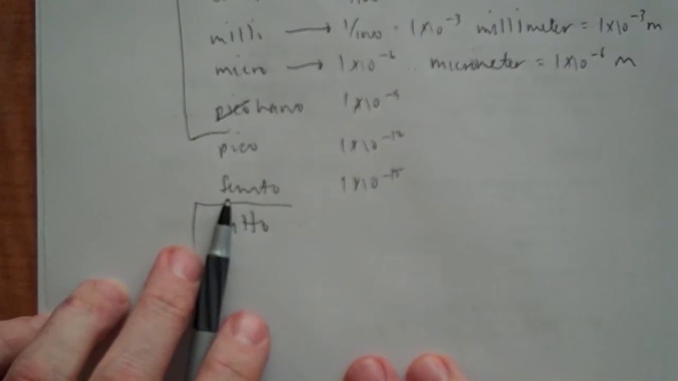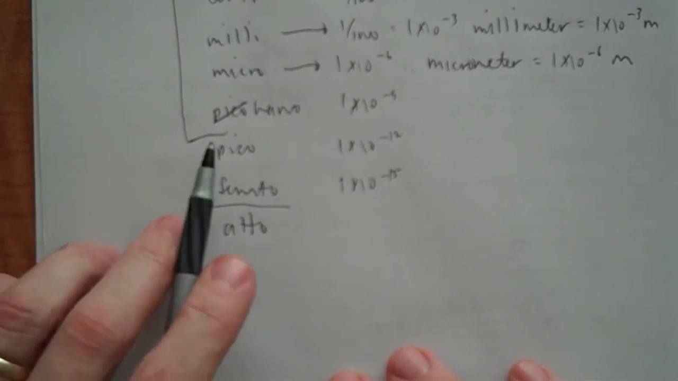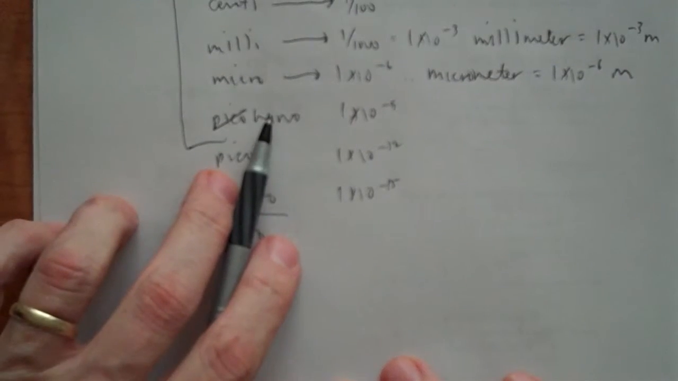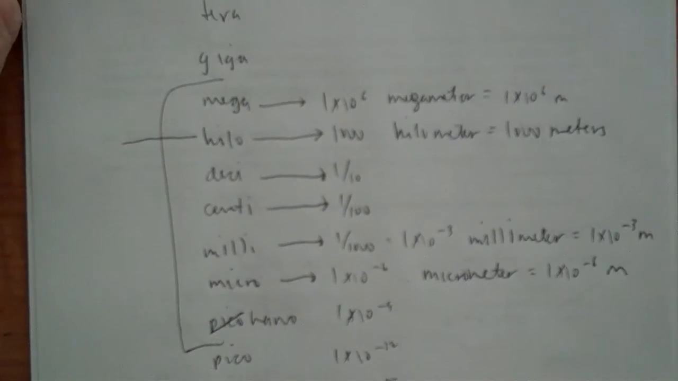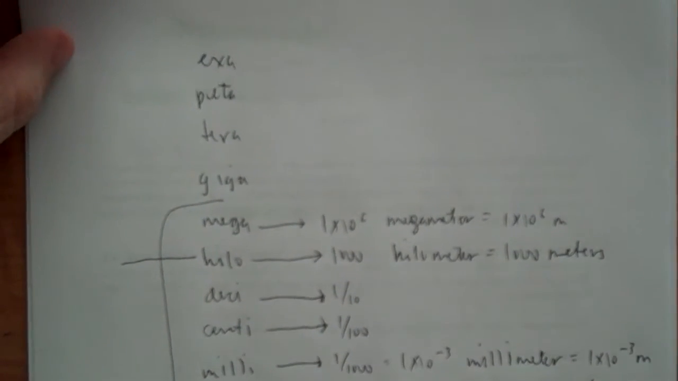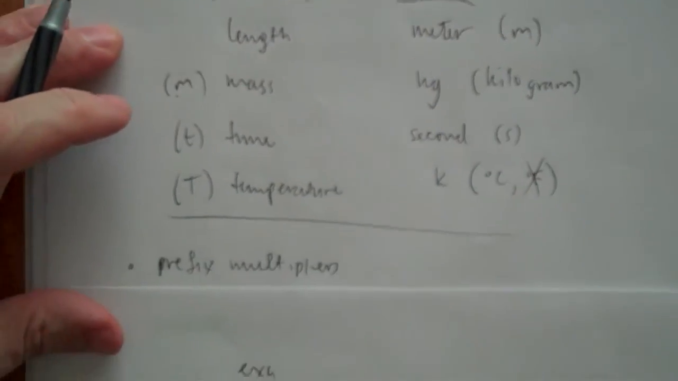I've never talked about an atto anything. When I did my research in graduate school, we did some femtosecond time steps. We did picosecond, nanosecond, and microsecond time steps. In my research, we never did any millisecond. But I think you can get the idea of how this works. These are the prefix multipliers.